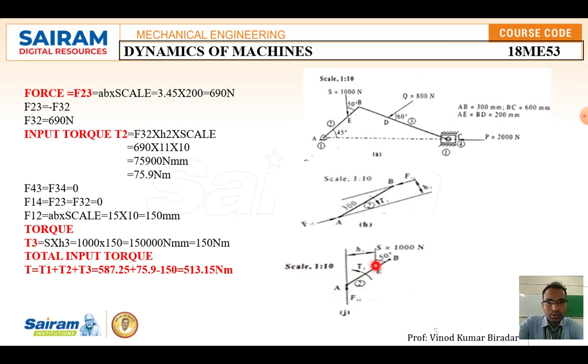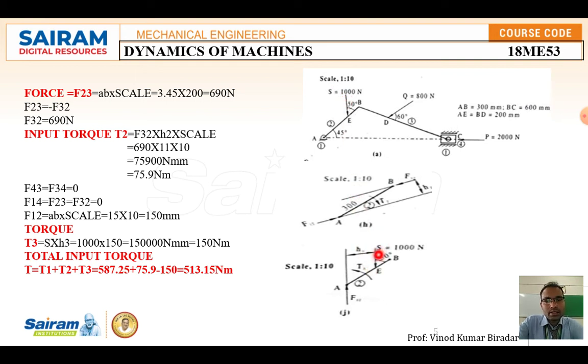For this element, this is the normal force only. Now we are going to consider the force acting here. The force acting is 1000 Newton, so you need to calculate the torque. Again, the same points A and B, so draw the line. At a distance of AB, 200 mm, draw one force horizontally. That is 1000.